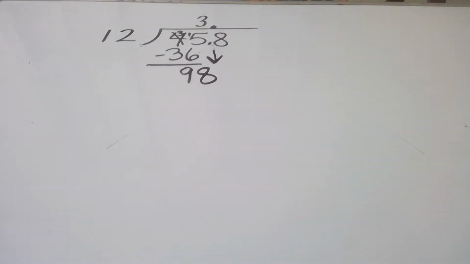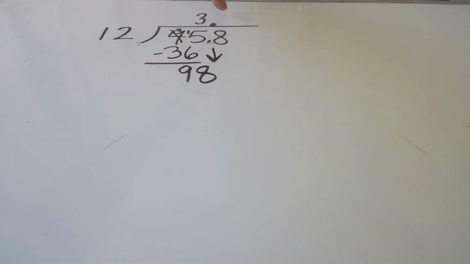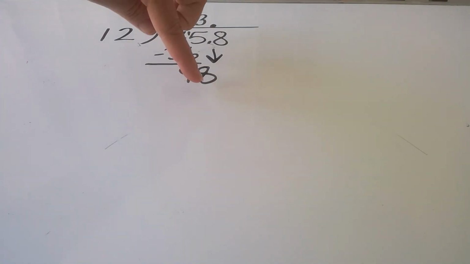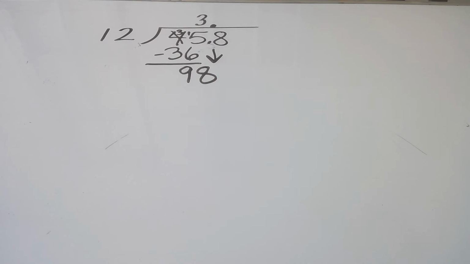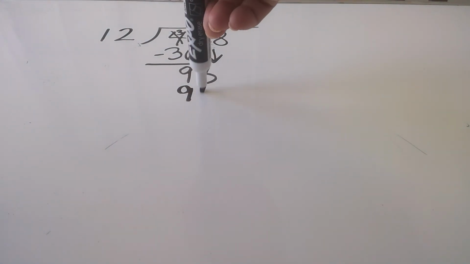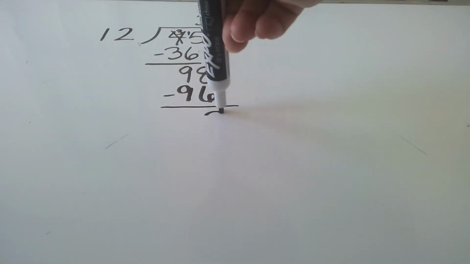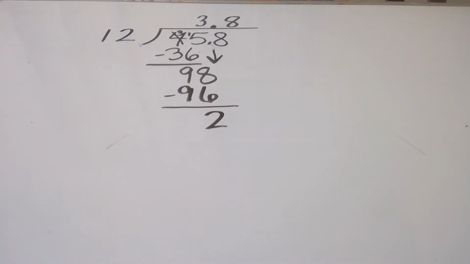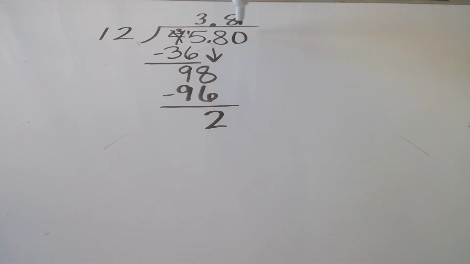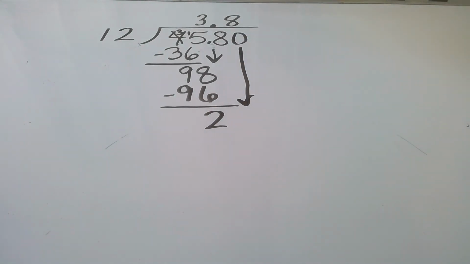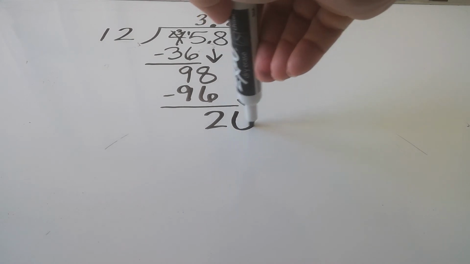12 goes into 98. How many times? Remember, we need a number on the roof and a subtraction problem for each one. Let's try 8. 8 times 12 is 96. And when you subtract, you get a 2. Now, because we already have a decimal, we can add a 0 to the end of the number and keep going because remember, we should have an answer that has at least 2 decimal places. So let's go ahead and add a 0.